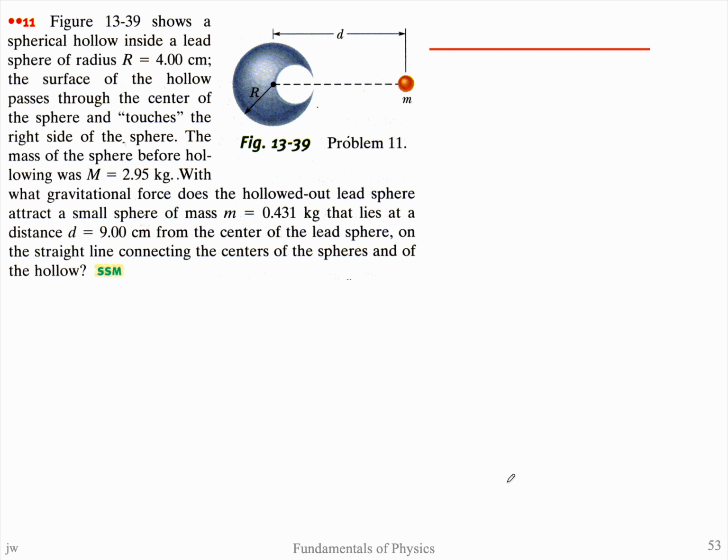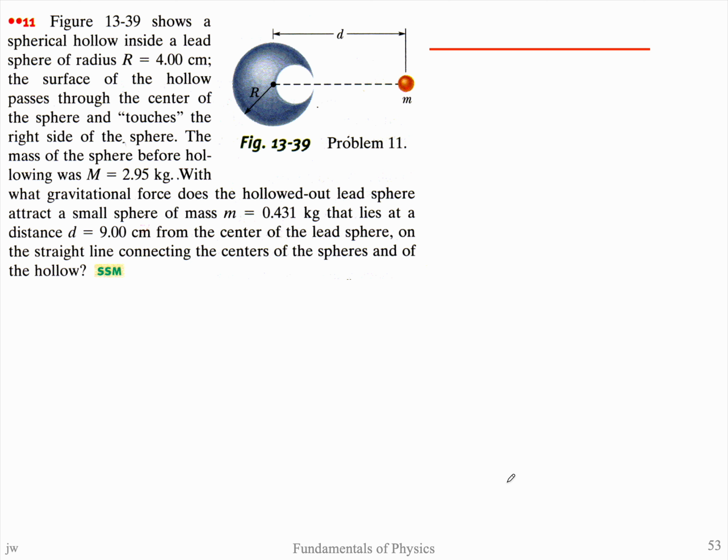So in number 11, we have a spherical hollow inside of a lead solid sphere of radius 4 centimeters. The surface of the hollow sphere passes through the center of the sphere and touches the right side of the cylinder. The mass of the cylinder before hollowing it out was 2.95. With what gravitational force does a hollowed-out lead sphere attract a small sphere that lies a distance of 9 centimeters from the center of the lead sphere, on a straight line connecting the spheres of the hollow?